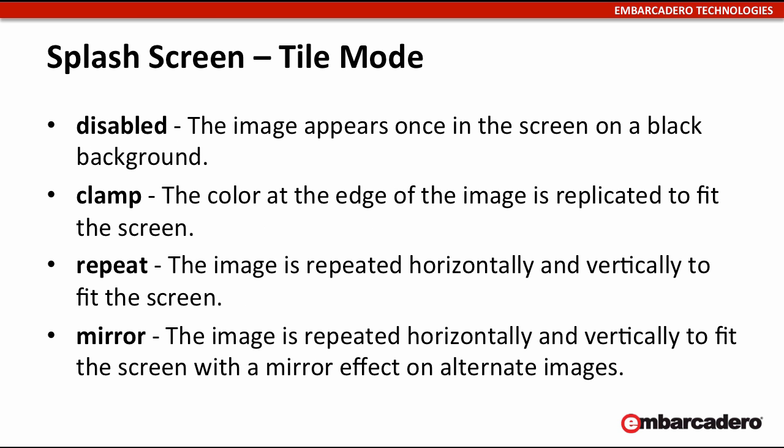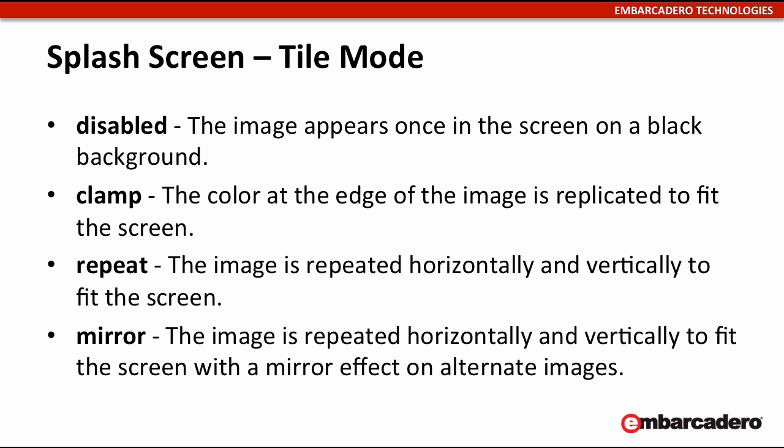Now some of the options: the default for tiling is disabled, so it doesn't tile. This is where it just displays the image on the black background. We have some tiling options. Clamp doesn't tile, but what it does is put the image on the edge and then have the edge colors of the image expand. So if you want to have a different color for your image background than black, you can use clamp. Actually, any of these will work with that.